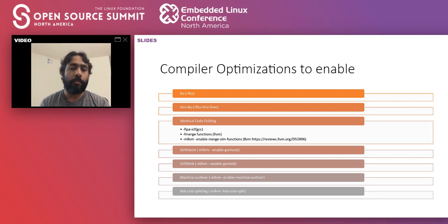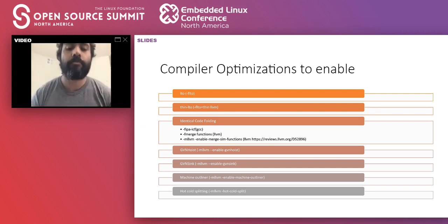Similarly, another optimization is called GVN sink. It is the opposite of GVN hoist. It basically sinks common instructions into the common post-dominator. So if the then and else branches have an identical instruction, you can sink it into the common successor of those two basic blocks. It also gives a slight reduction in code size. So you can try that.